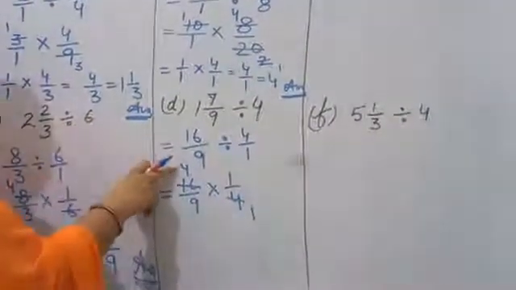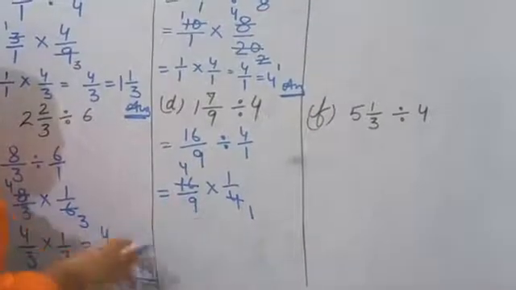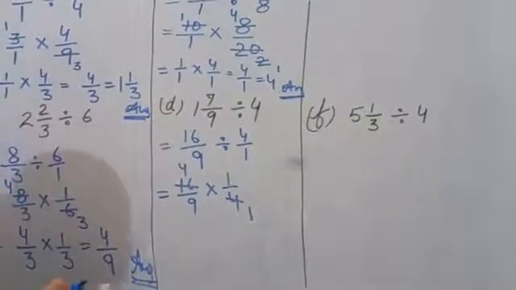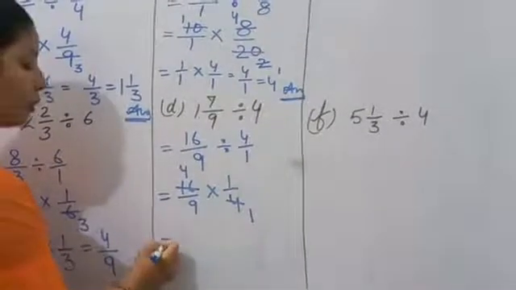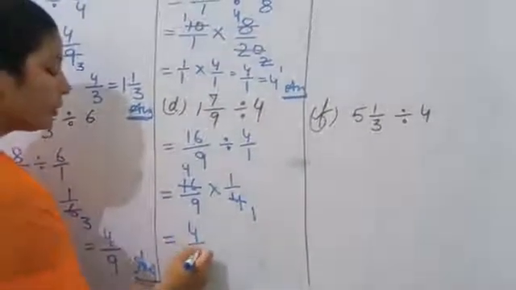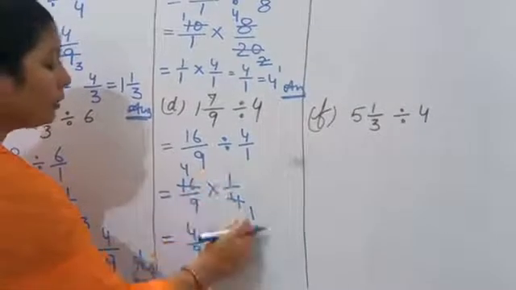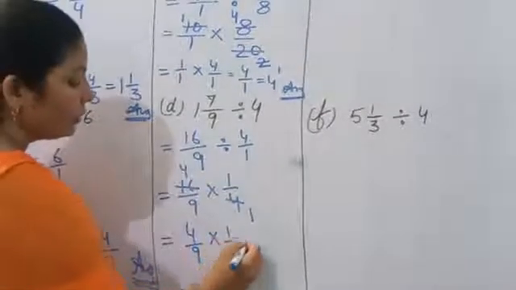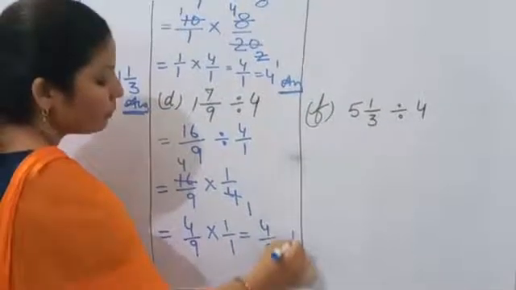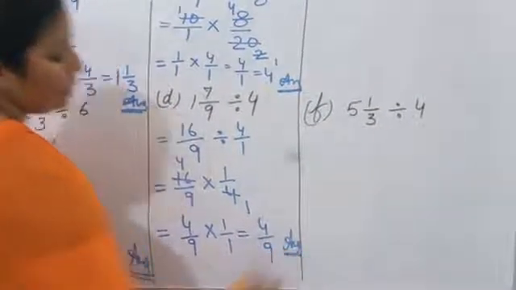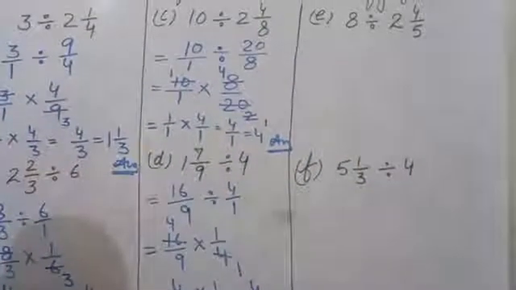Now there is 4 and 9. 4 comes in 2 table and 9 comes in 3 table, so we can't cancel because these are not coming in the same table. So from here 4 upon 9 and from there 1 upon 1. 4 ones are 4 and 9 ones are 9. So 4 upon 9 is your answer. Okay. Next it's E part.